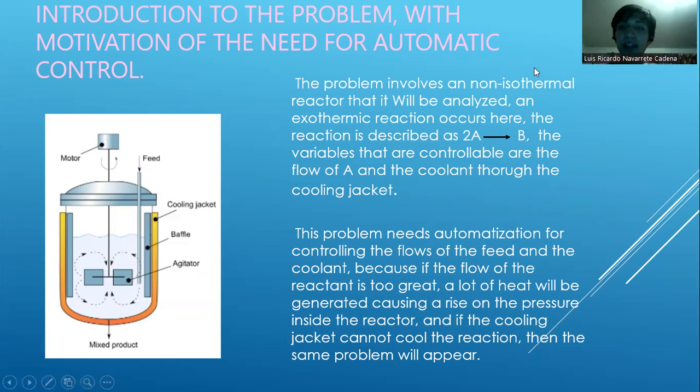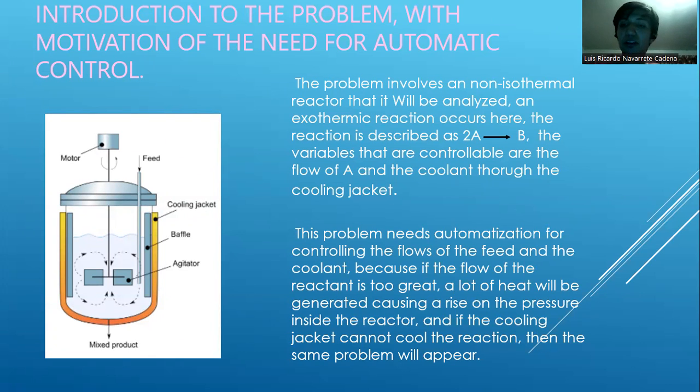The problem involves a non-isothermic reaction that will be analyzed. An exothermic reaction occurs here. The reaction is described as 2A equals B. The variables that are controllable are the flow of A and the coolant through the cooling jacket.